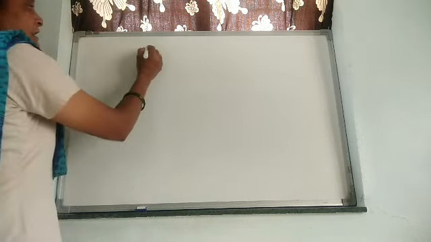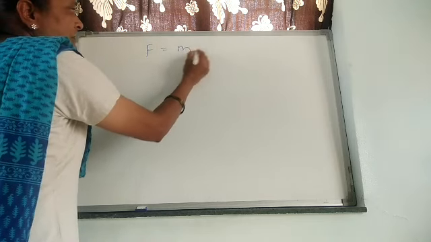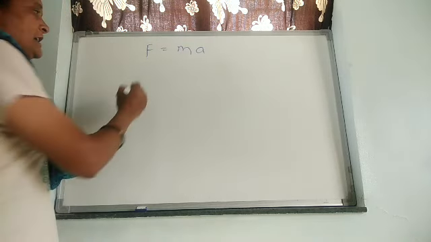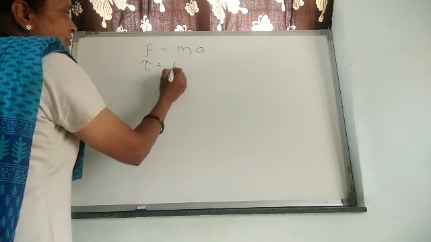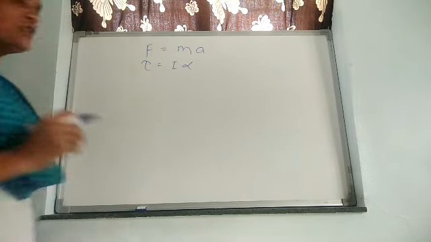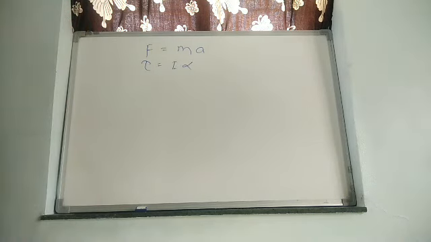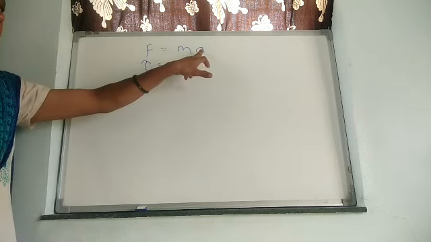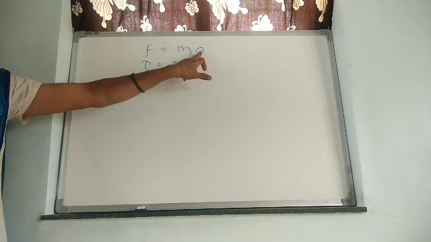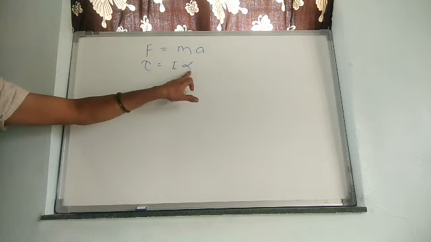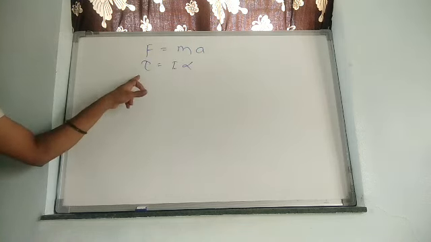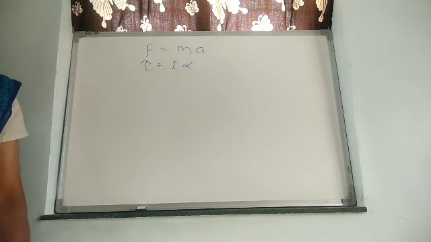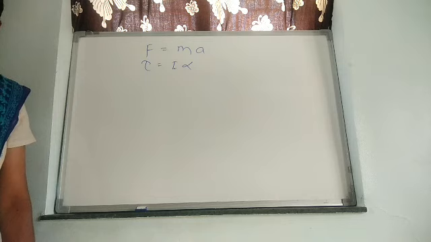And we have seen that in case of translational motion, force F is equal to ma, that you know. And in case of rotational motion, torque τ is equal to I into alpha. That is, force produces the translational motion and torque produces the rotational motion. We have seen linear acceleration a analogous to angular acceleration, force analogous to torque. Here, we need a replacement of a term which is analogous to mass.